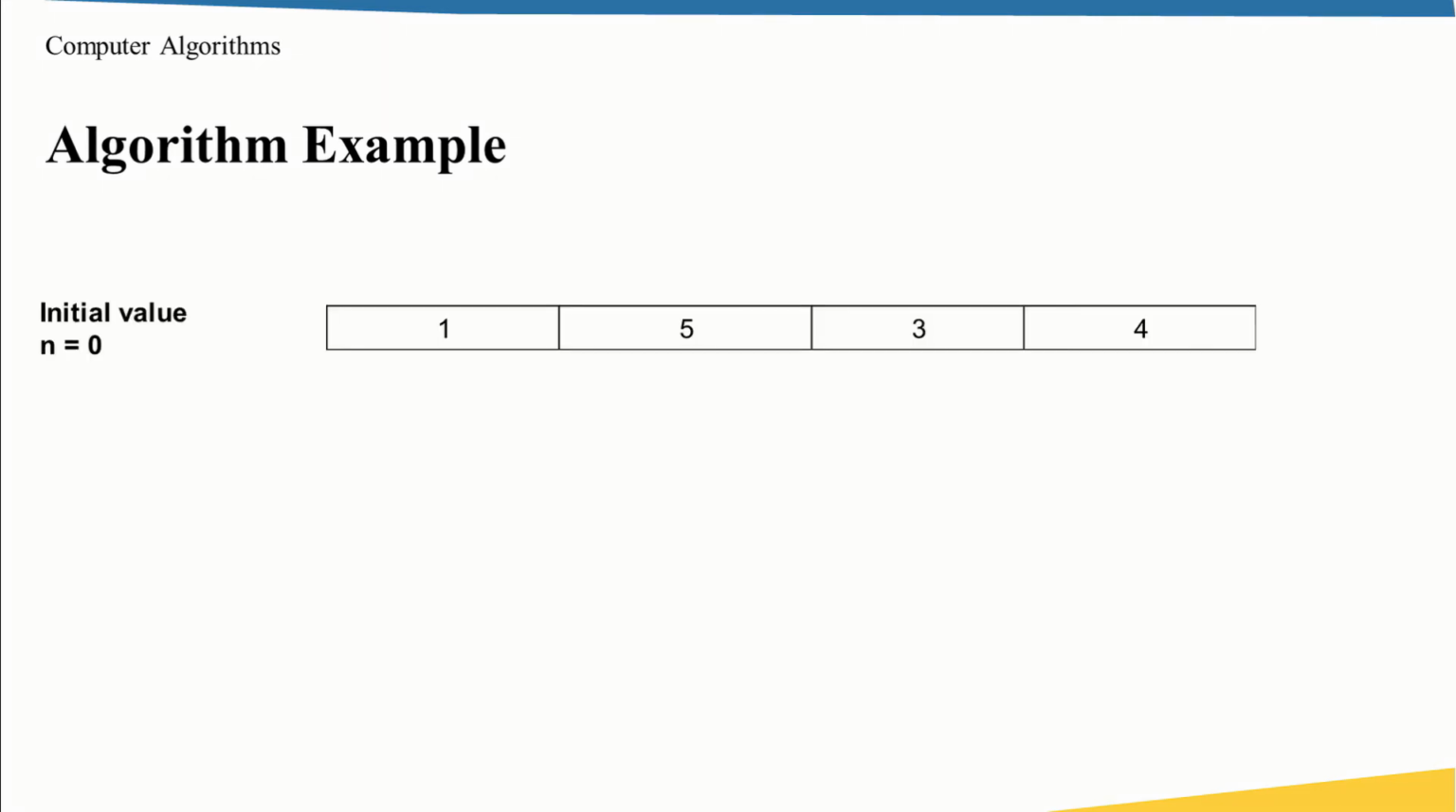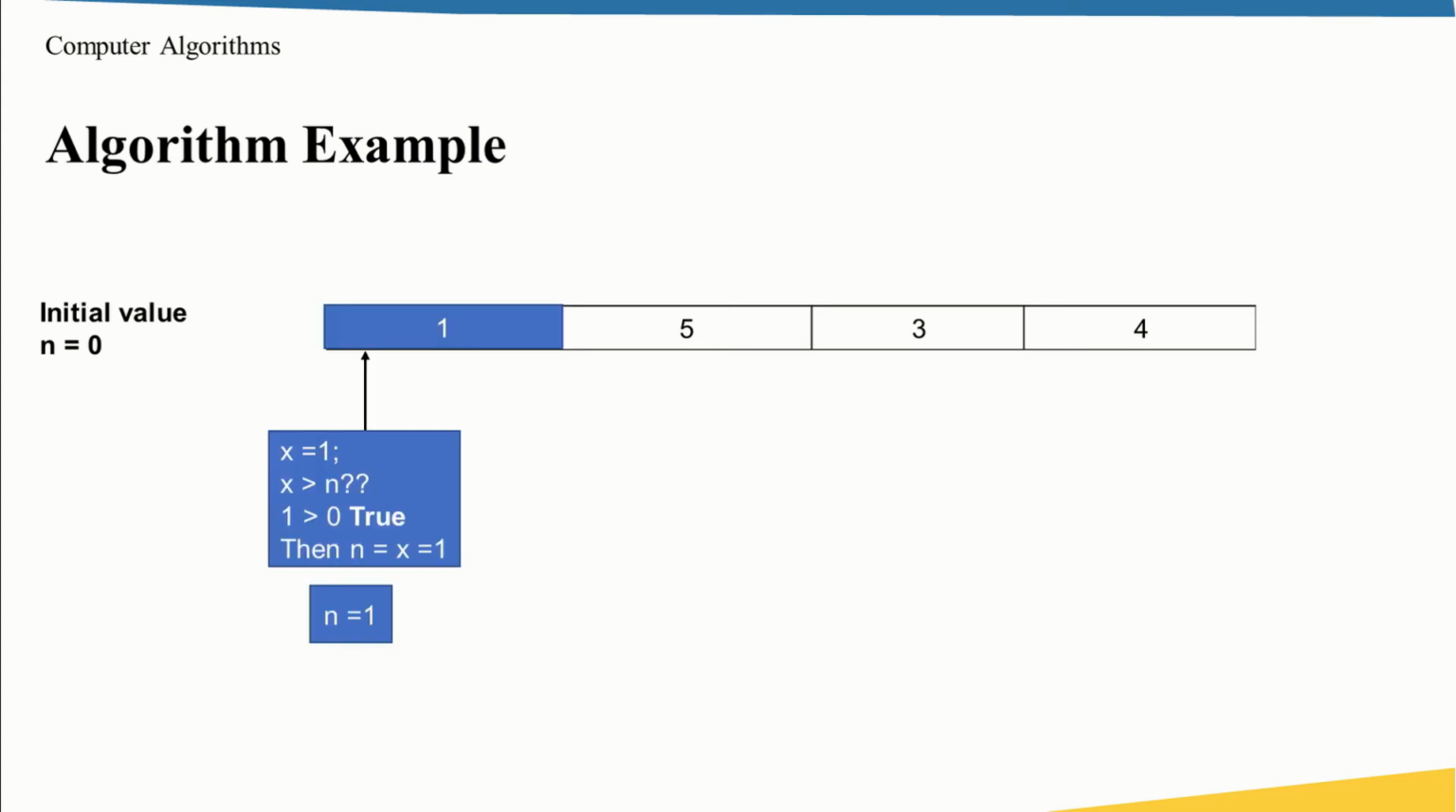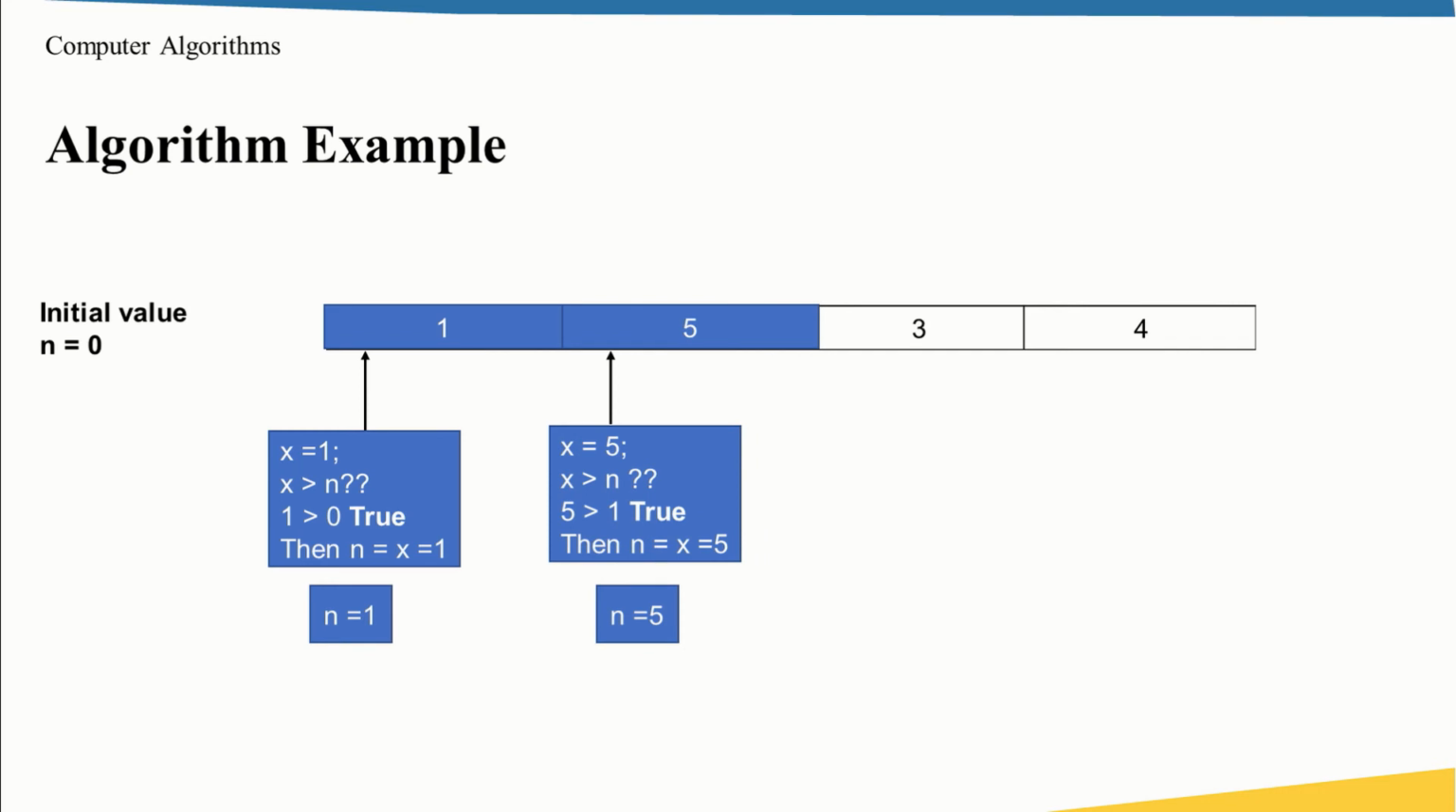First of all, I have the following list, which has 1, 5, 3, 4, and I will set the initial value of n to be 0. Now I will compare the first item, which is 1, with n. It's clear that 1 is larger than 0, so I will update the value of n to be equal to x, which is 1. And now the largest value found until now is number 1. I will do the same comparison for 5, and I will find that 5 is bigger than n, which is 1 in this case. So I will update the value of n to 5.